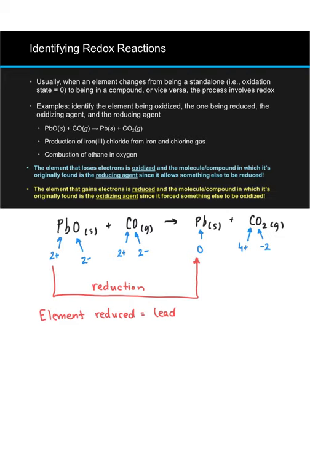Meanwhile, carbon has gone up in oxidation state. It's gotten more positive, meaning that it must have lost electrons. And we'll say that the element carbon has been oxidized. It's undergone oxidation.